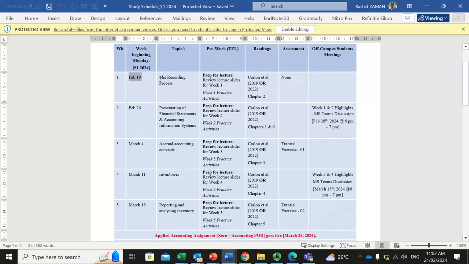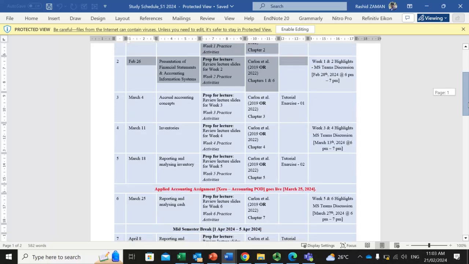Today we're going to discuss the recording process: the debit, credit, and those kinds of things, adjustments. We'll discuss these today. And then the chapter, 2009 or 2012, whatever the book is, is the reading for that material. Assessment: none. For the first 3 weeks, I intentionally avoid assessment. The assessment will start from week 3, here, tutorial exercises. I'll come back to the assessment.